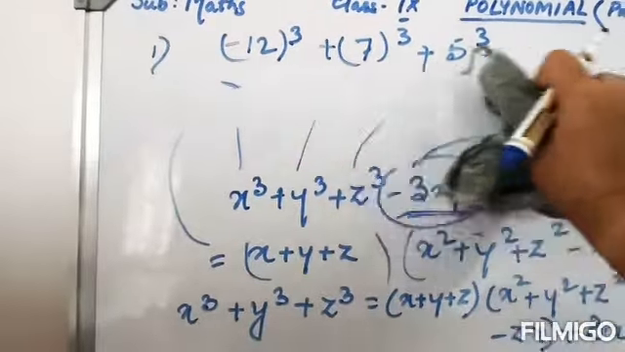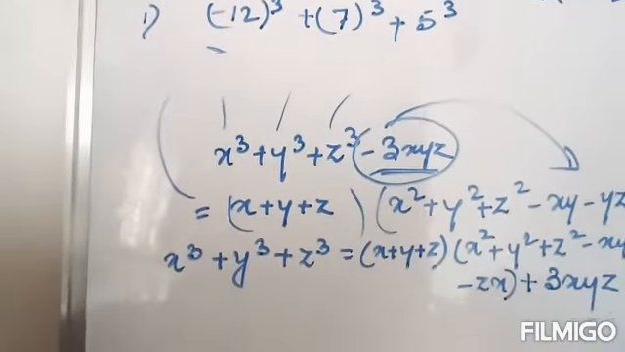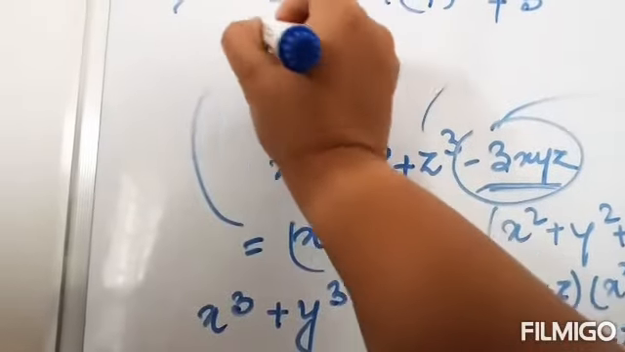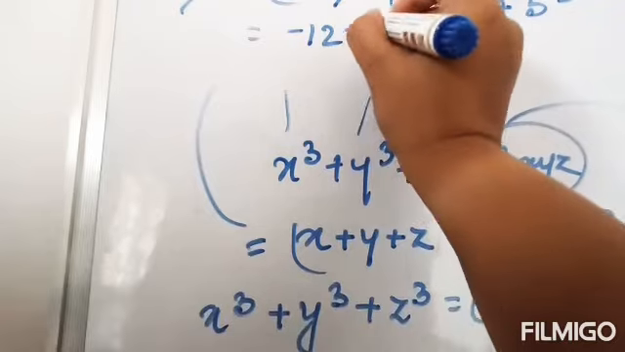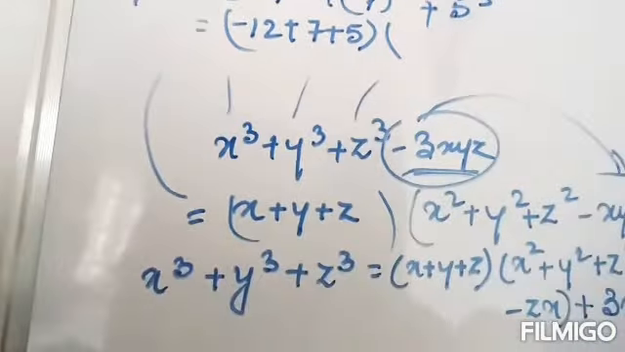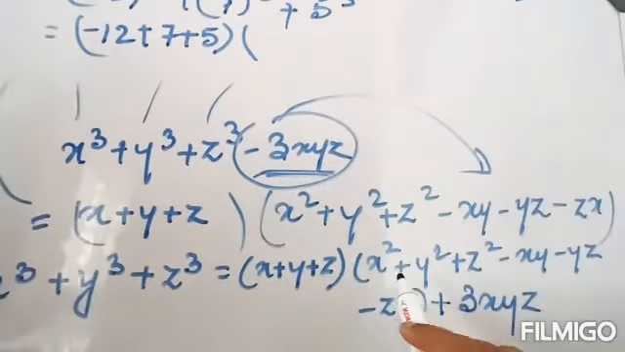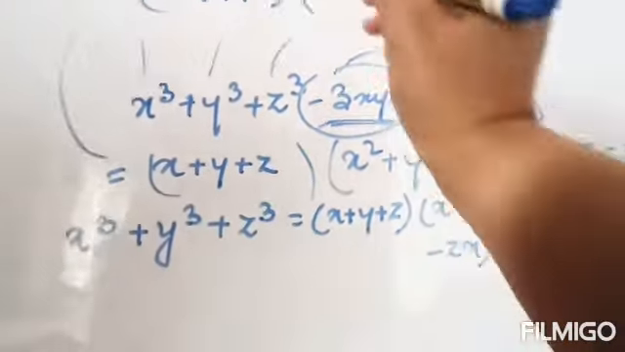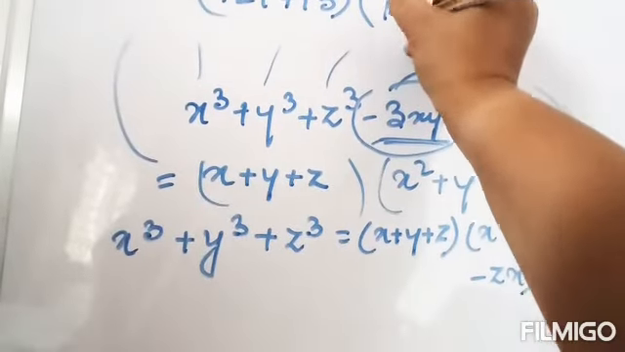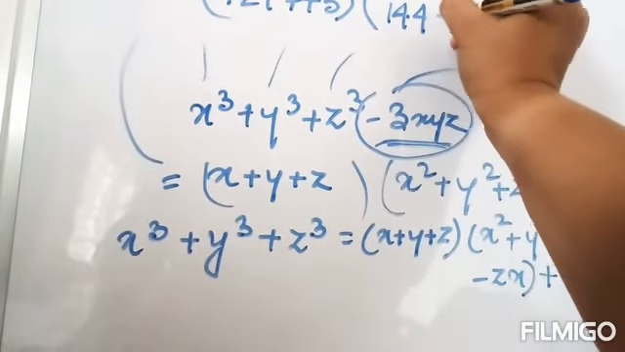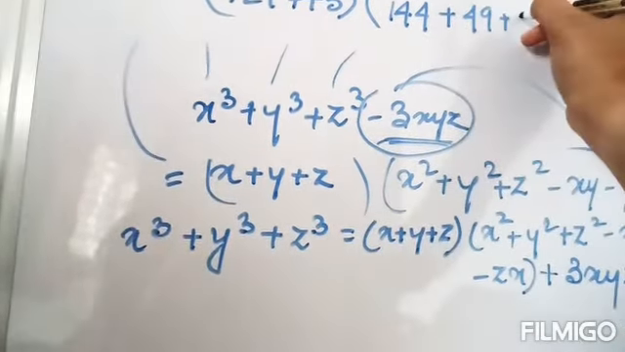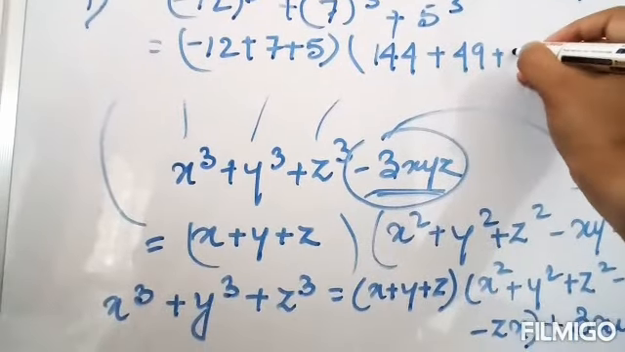Now first is what? x plus y plus z. So it will be x is minus 12 plus 7 plus 5. Next is what? Into x square plus y square plus z square. Individually square we will do. Minus 12 square is 144. Correct? 7 square is 49. I am writing it directly. You can show it once again. And 5 square is 25.